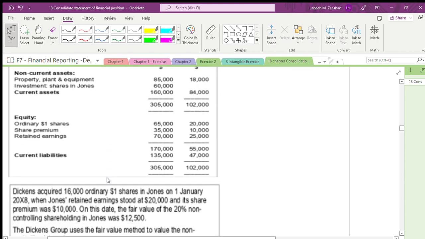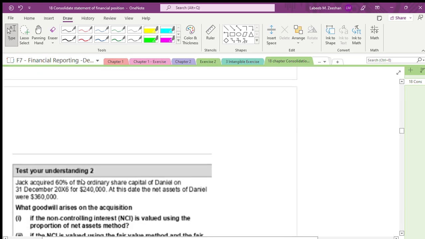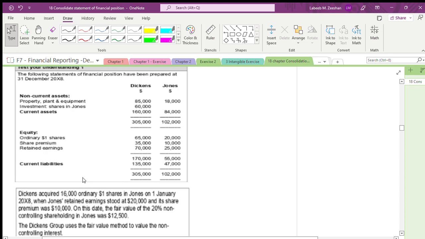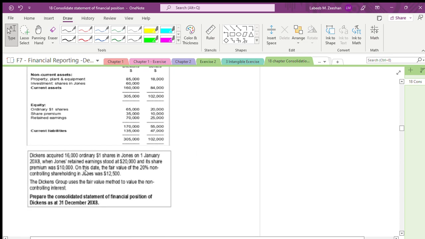See the things. Now, how is it working? How is it going to be worked out? A full-fledged question. The most important first thing you have to think about is investment. How much is the investment? Investment is 60,000.